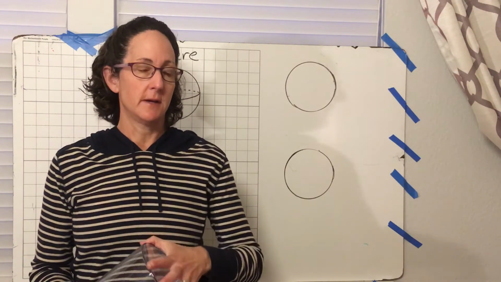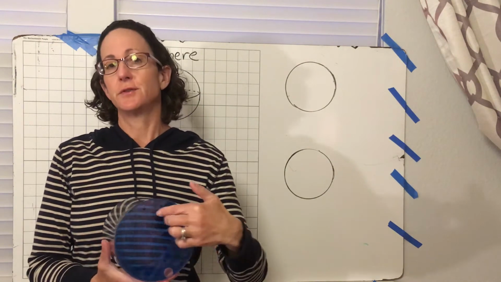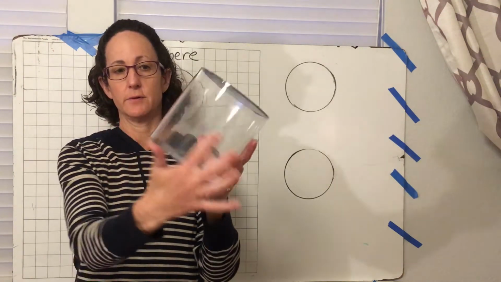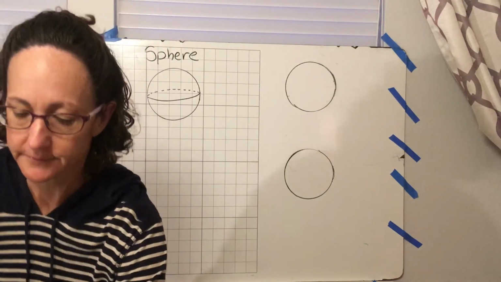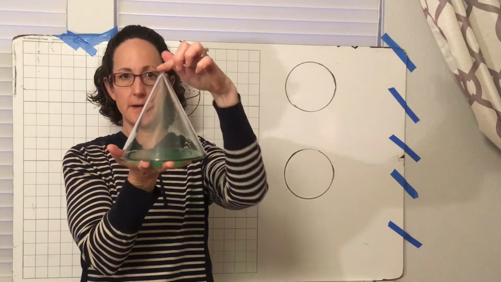So the first one we learned is a cylinder, and we're doing all the circle-based ones first. This one has a circular bottom, circular top, and then of course this part is the sides, okay? Then we did the cone, which is also a circular base. It looks like a top, obviously like a cone.